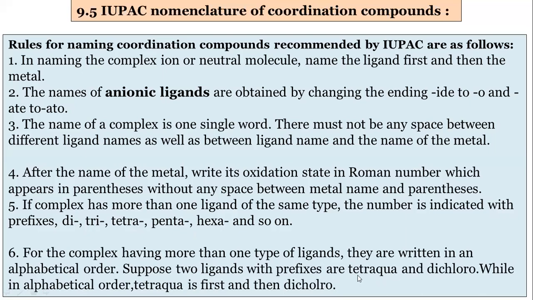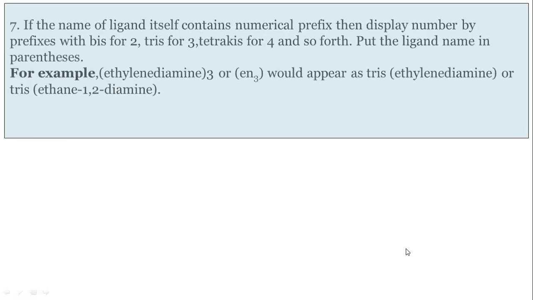In between, I explained one example: if the aqua (water) ligand is there and the chloro ligand is there, alphabetically A comes first. That's why we write aqua first, and then chloro. Whichever comes first alphabetically, we write the name according to that alphabetical order.